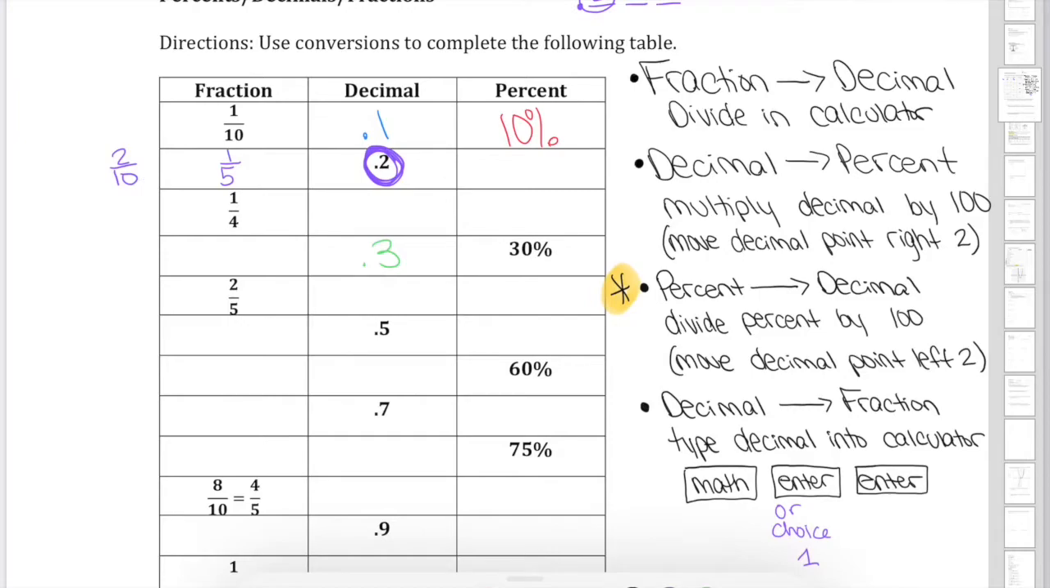It's just another way. Obviously doing it in the calculator is probably a lot easier, but if that's something you're more familiar with, absolutely do that. And then just a quick little review to go from decimal to percent. It's the opposite of percent to decimal, so I'm going to multiply by 100, and 0.2 times 100 is going to get me 20%.